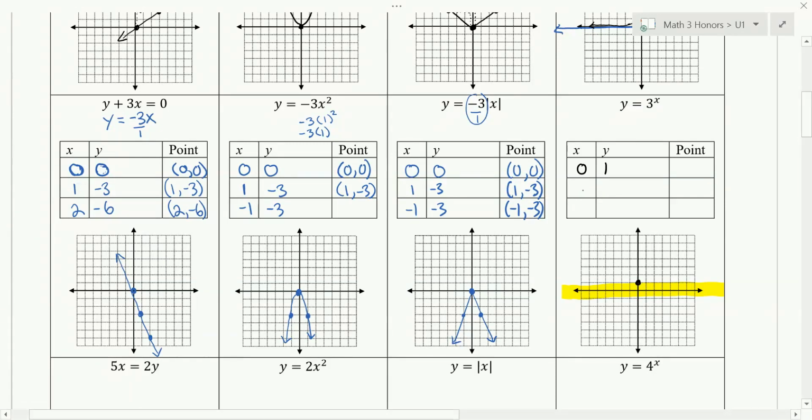So I'm just going to pick a point. I'm just going to plug in. If I plug in a 1 for x, I get 3 to the first power, which is 3. If I plug in a 2, I get 3 to the second power, which is 9. And plot those.